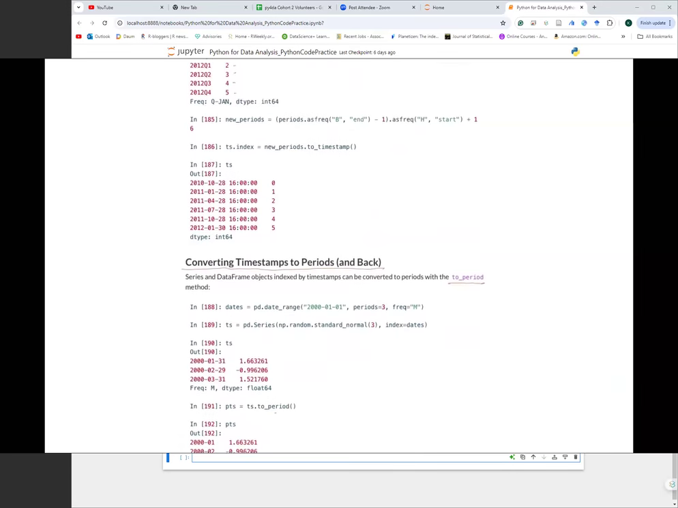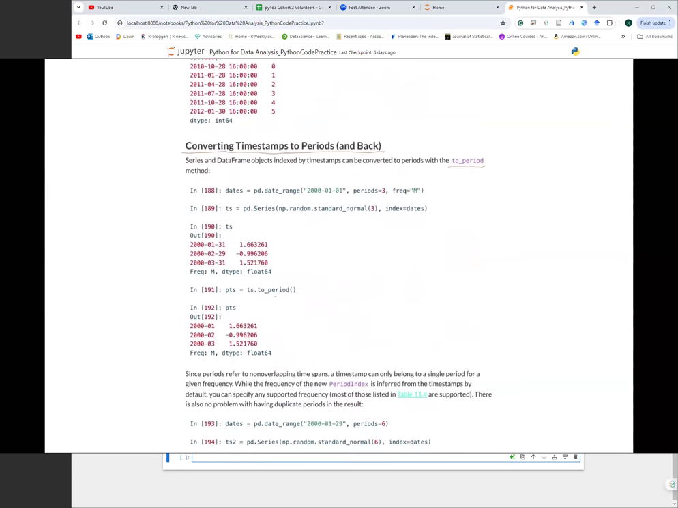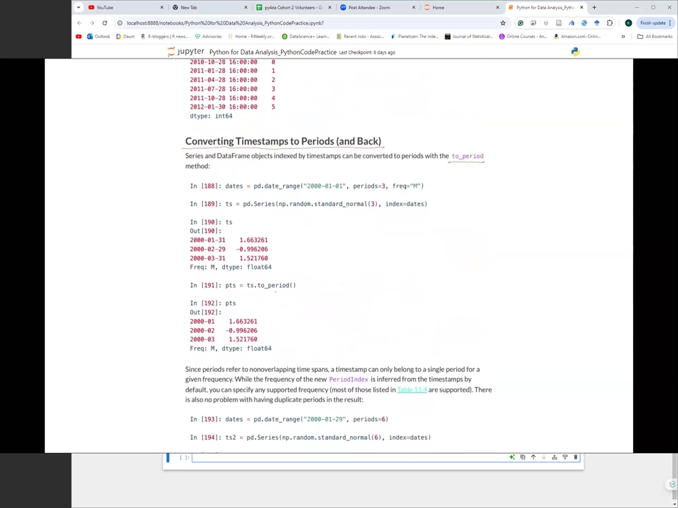Yeah. And then the next one is converting to timestamp and then period and back. If we have a timestamp, like a date, with the to-period function we can convert all of these into the period, assuming that this last date is the representation of the whole month, in this case with a time span. Okay.